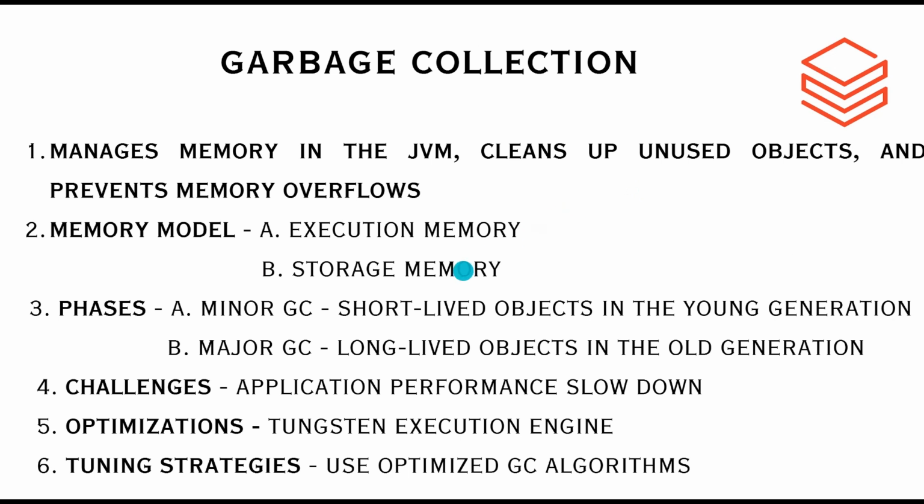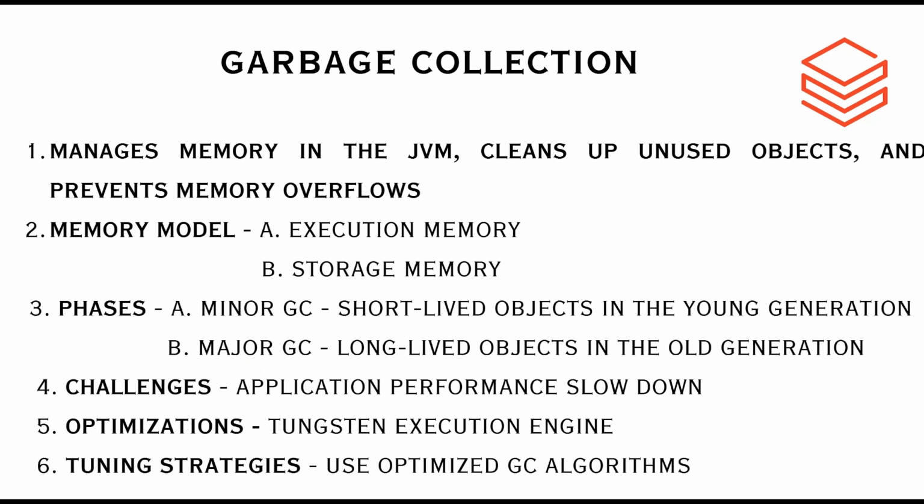In the Spark memory model, the JVM heap is divided into two parts. The first one is execution memory, which is used for tasks like shuffles and aggregations, and the next one is storage memory, which is used for caching intermediate results. The garbage collection process has two phases. The first one is minor GC, for short-lived objects in the young generation, and then major GC, for long-lived objects in the old generation. Frequent GC events, especially major GC, can result in stop-the-world pauses affecting the application performance.